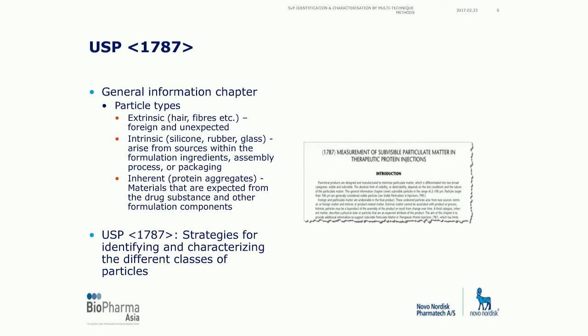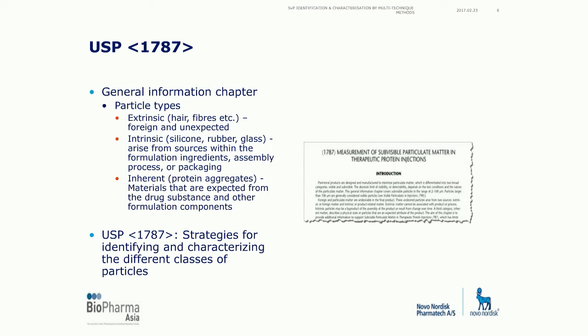I already mentioned the USP chapter 1787. Now, this is a general information chapter that I find very interesting to read. First of all, it outlines several different particle types. There are the extrinsic, those are the really bad guys that you don't want in the product. There are foreign and unexpected, that could be hairs or fibers, for instance.